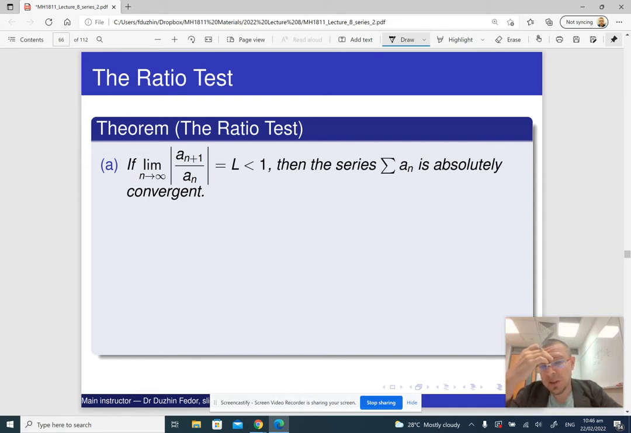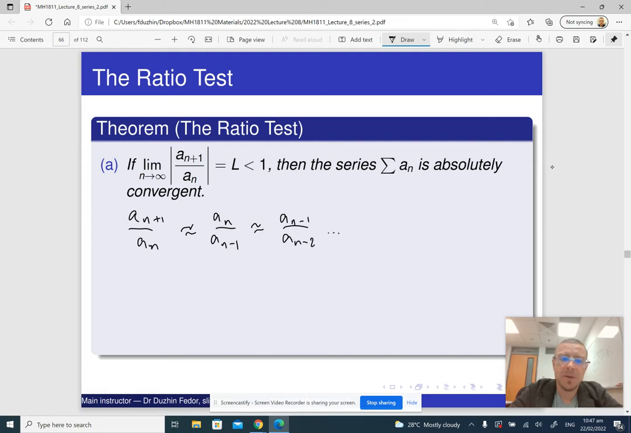Okay? Now, what is the intuition behind the ratio test? Well, if the ratio of two consecutive terms of our series has limit L, then basically it means that if you take any two consecutive terms, a_{n+1} divided by a_n is approximately equal to a_n over a_{n-1}, approximately equal to a_{n-1} divided by a_{n-2}, and so on. And this is almost L, close to L, right? But then it means that a_n is approximately equal to L times a_{n-1}, which is approximately equal to L squared times a_{n-2}, approximately equal to L cubed times a_{n-3}, and so on, right? Until L to the n times a_0, right?